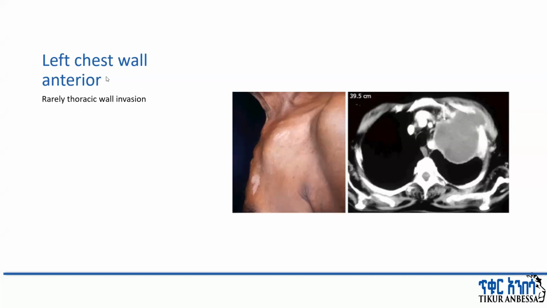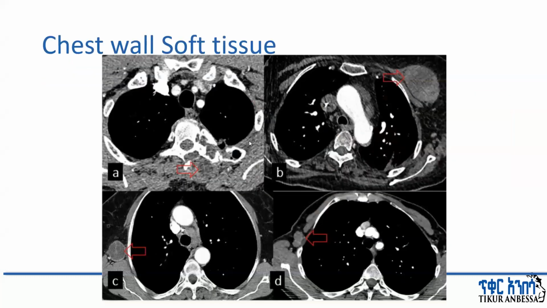So this is the left anterior chest wall. Here is the chest wall soft tissue again. Here you can see paraspinal muscle with soft tissue attenuation, and sometimes it's confused with tumor of the soft tissue. And here is also a left axillary mass, supposed to be something else, but it was found to be soft tissue hydatid cyst.